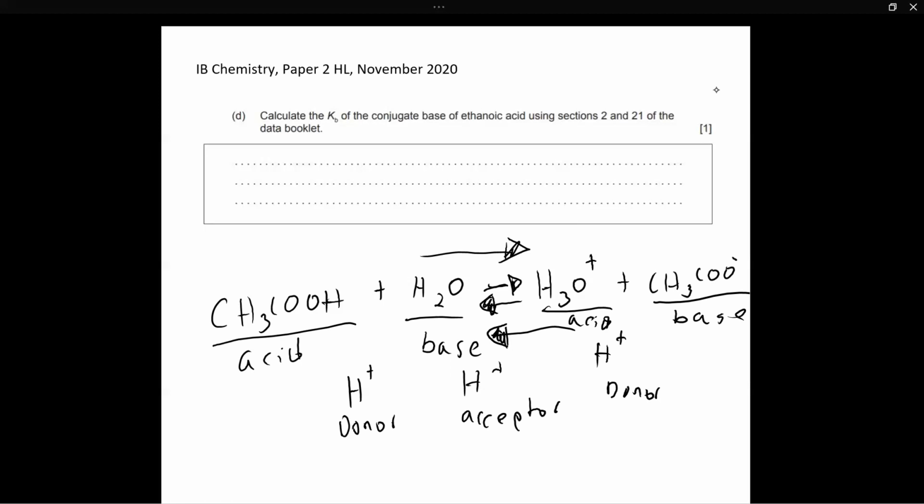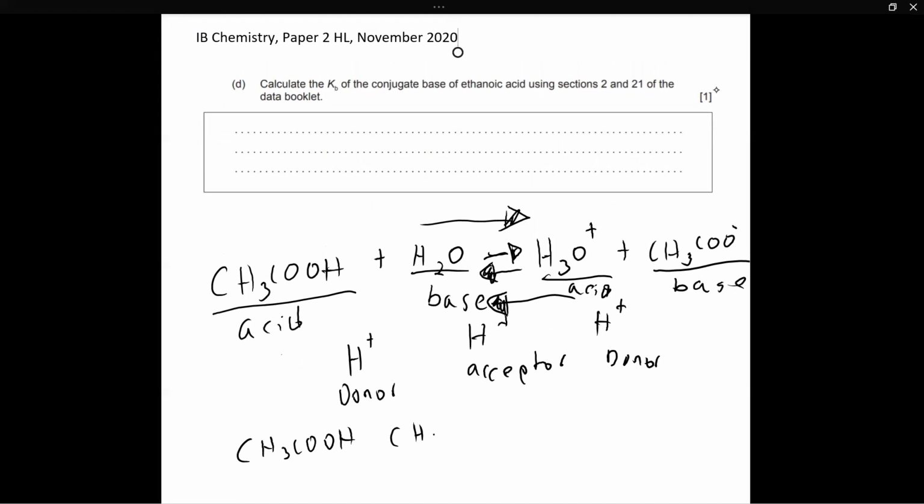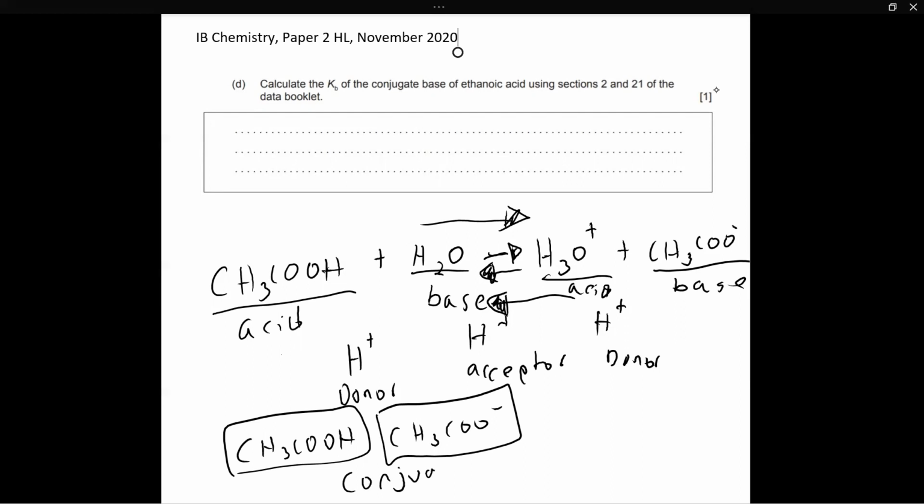And that's why the acid base pair in this can be defined as CH3COOH and CH3COO minus. These two species are related to each other, but they differ by one hydrogen, right? Because this has this one hydrogen, this does not. So these are called a conjugate acid base pair. And similarly, you can also call H2O and H3O+ a conjugate acid base pair. It's the exact same thing.